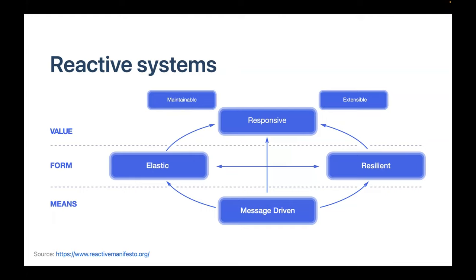This particular diagram, I took it from the Reactive Manifesto. It's a manifesto that came in the last decade, I guess. People thought we should not reinvent the wheel for building reactive systems, so they came up with a set of principles. As long as we design things meeting these requirements, then we have good systems.